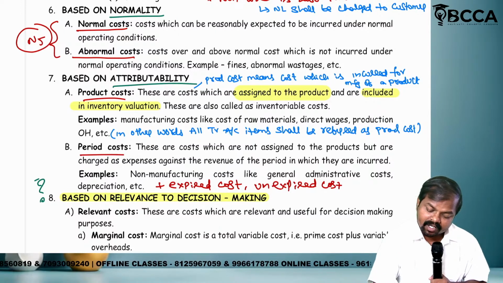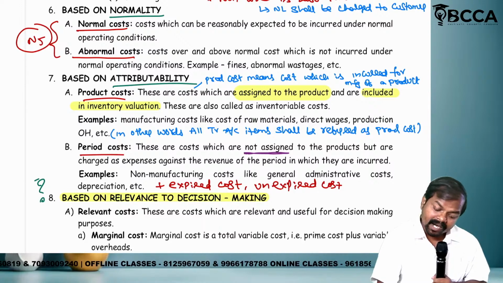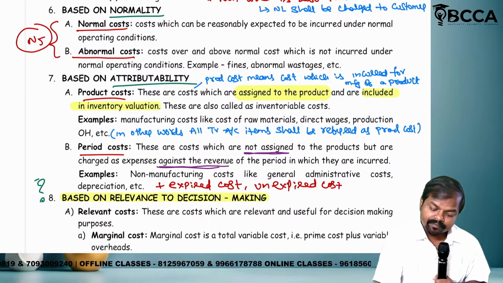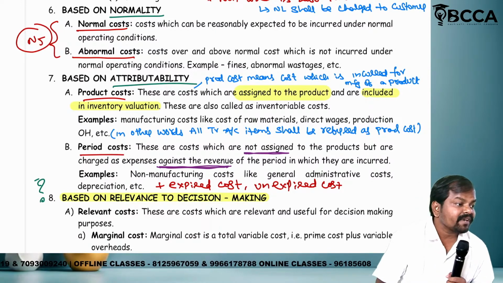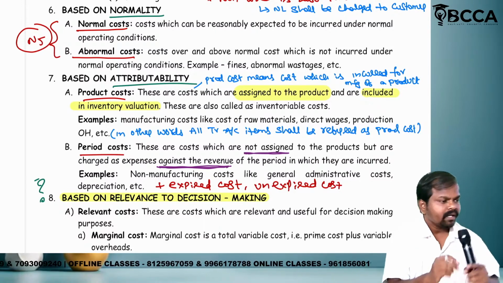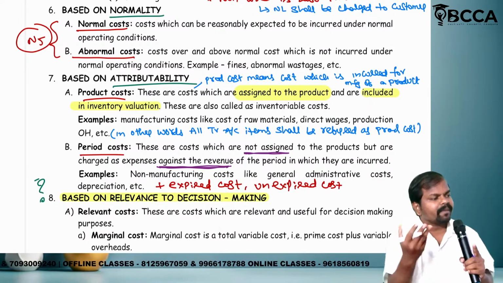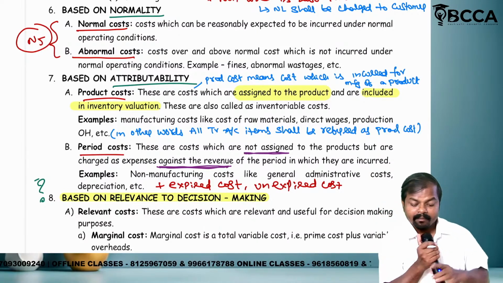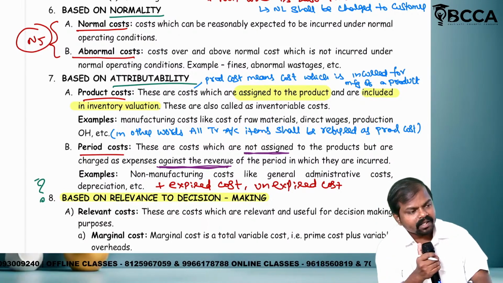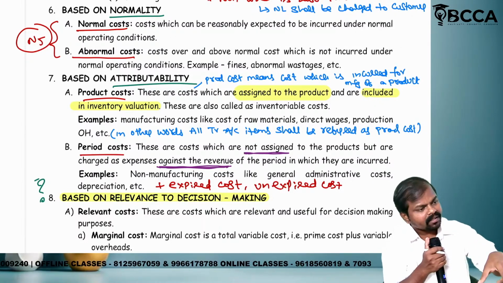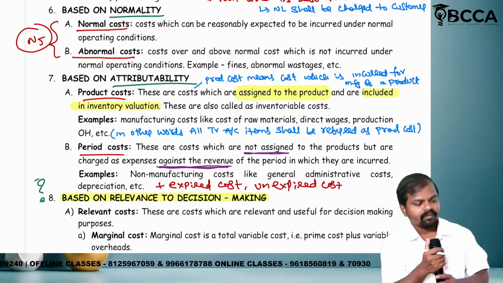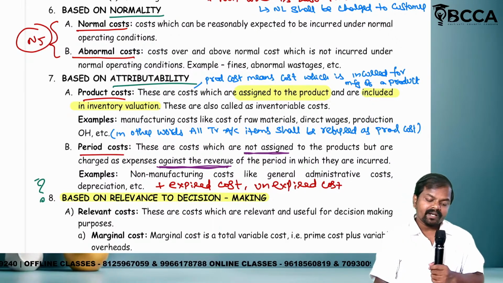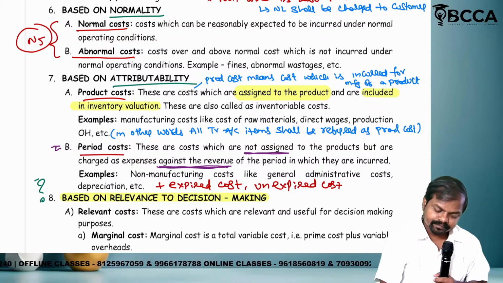What is meant by period cost? Listen. Period cost means cost which is not assigned to the product but charged against revenue, which means expired. Anything charged against revenue means expired. Definition you understood, na? Please remember. Period cost is cost which is not assigned to the product but adjusted in the current year revenue. Please write it down properly.